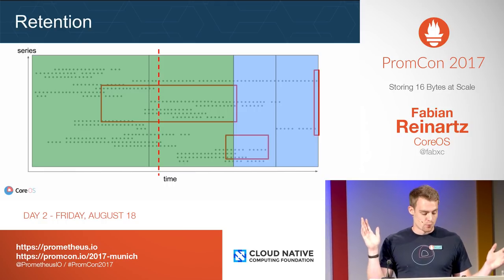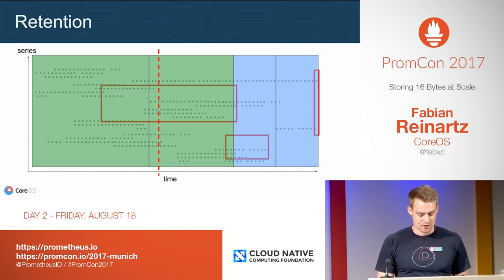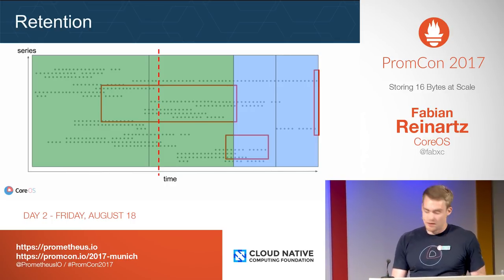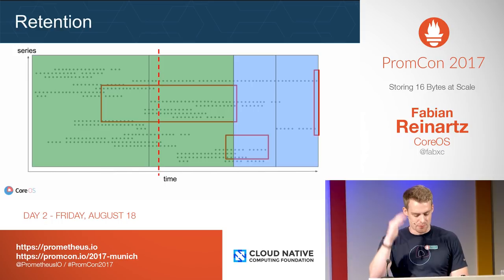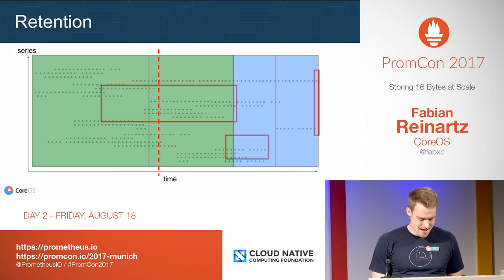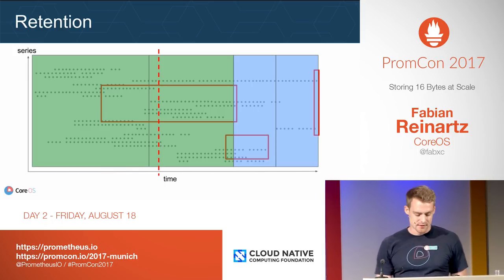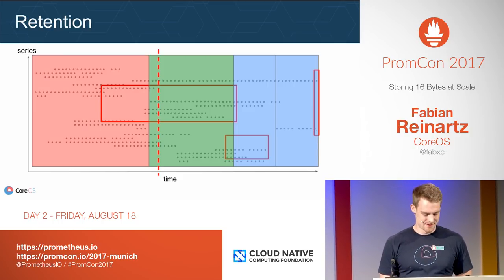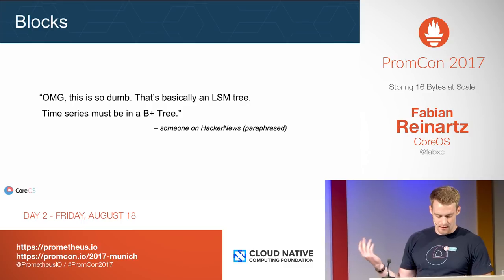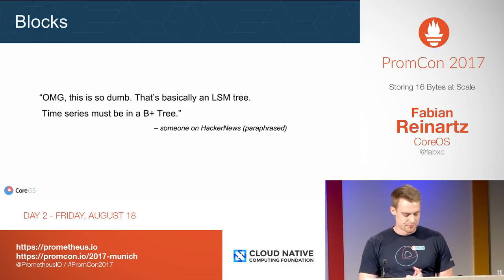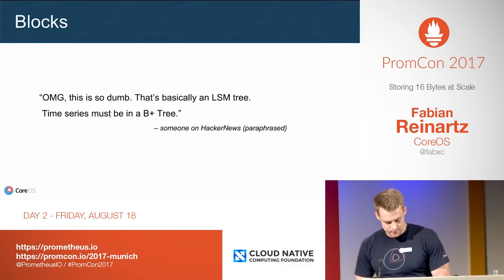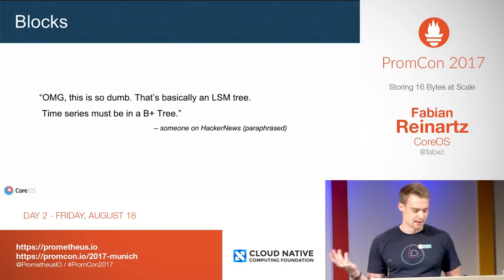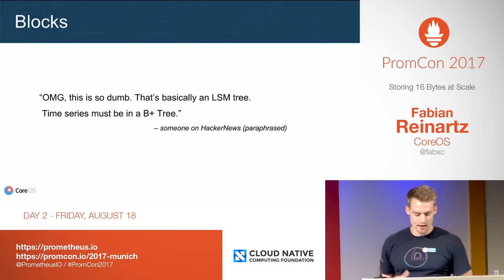So I wrote a POC for that, an actually working POC, and because I thought it's kind of cool, I wrote this 20-page blog post about it. And it somehow made it to Hacker News, and of course people on Hacker News are a lot smarter than anybody else. So, oh my god, this is so dumb, that's basically an LSM tree, time series must be in a B+ tree. Okay, but it kind of works, right? So there must be something that's not totally wrong.